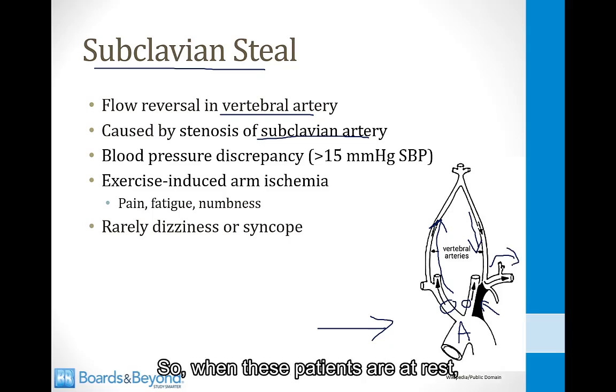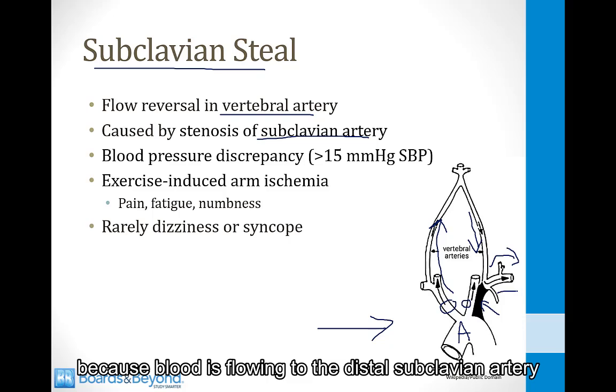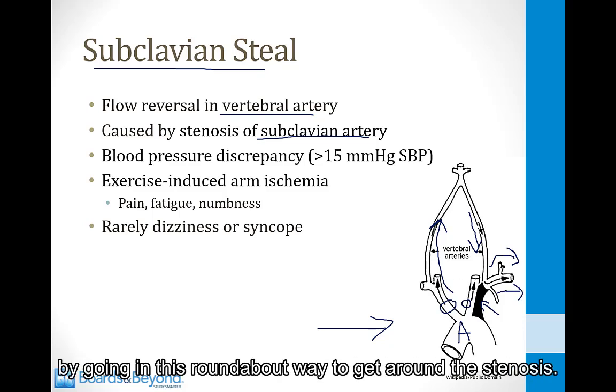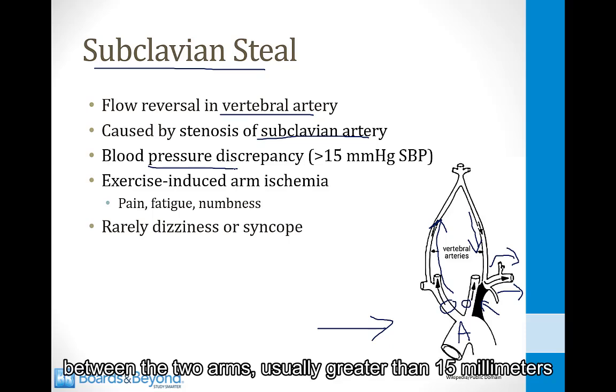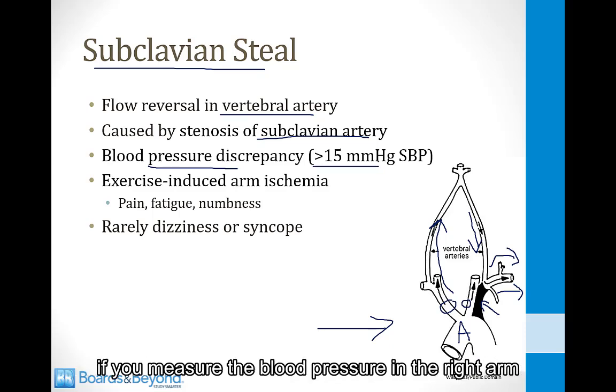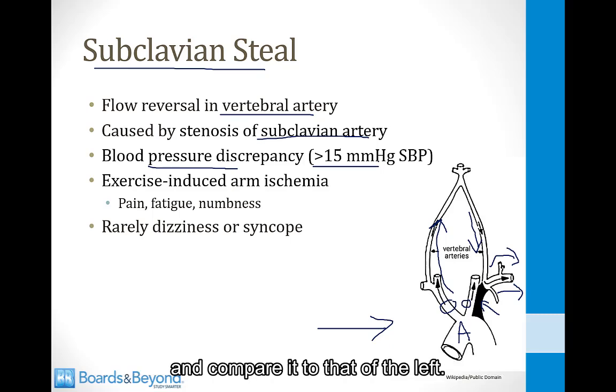So when these patients are at rest, they will usually have no symptoms because blood is flowing to the distal subclavian artery by going in this roundabout way to get around the stenosis. They will, however, have a blood pressure discrepancy between the two arms, usually greater than 15 millimeters, if you measure the blood pressure in the right arm and compare it to that of the left.